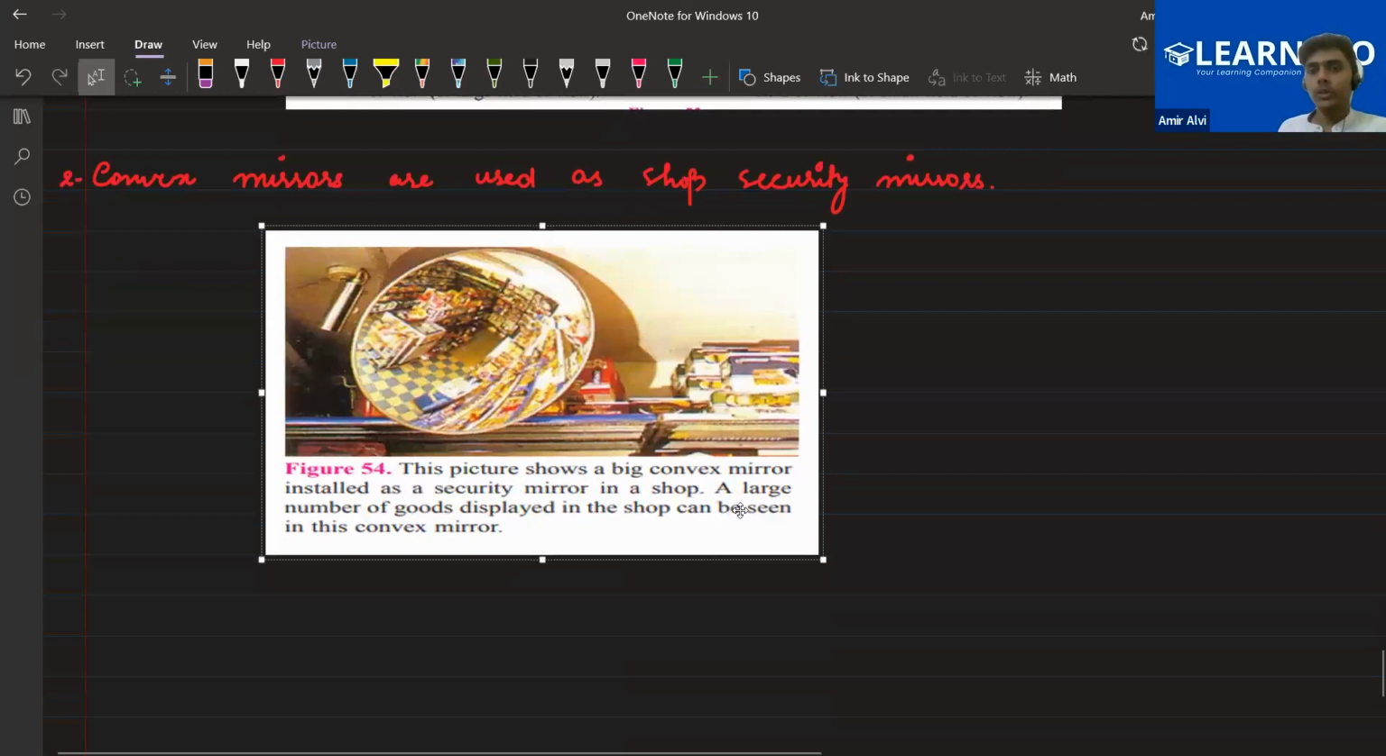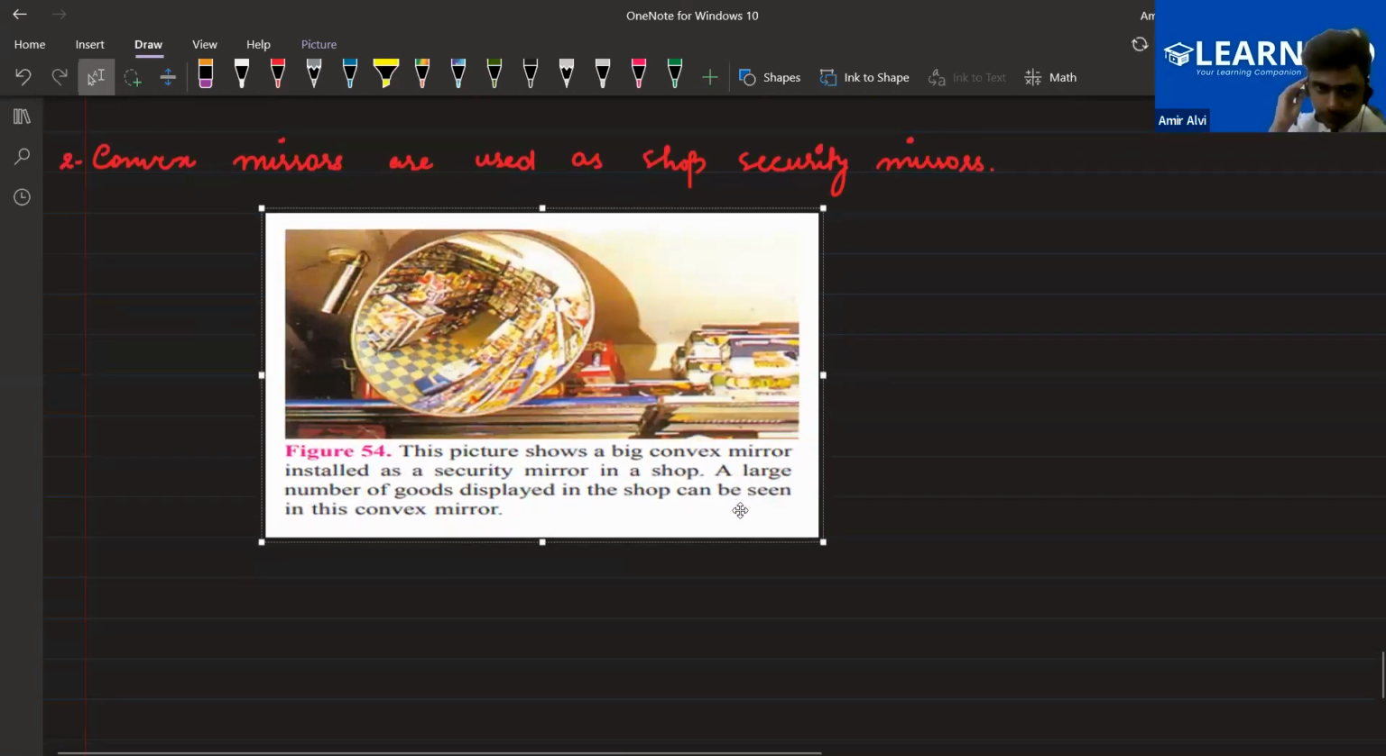Now you can see this thing. This mirror is giving you the whole view of the store. It is placed just above the shopkeeper and just in front of him, in a tilted position, so that it can cover the complete shop. Got it, everybody? Yes, sir.